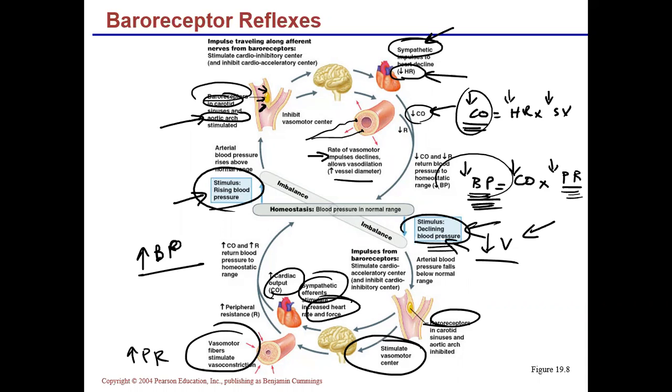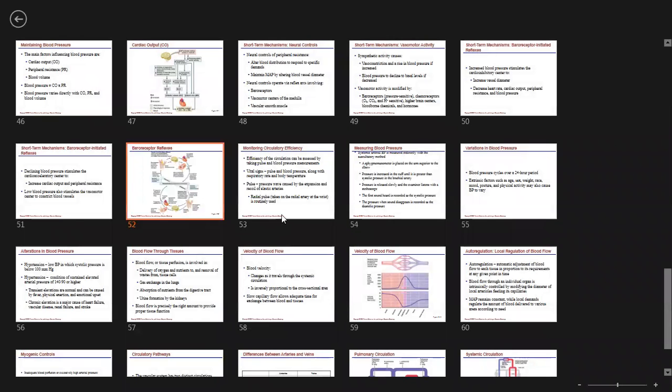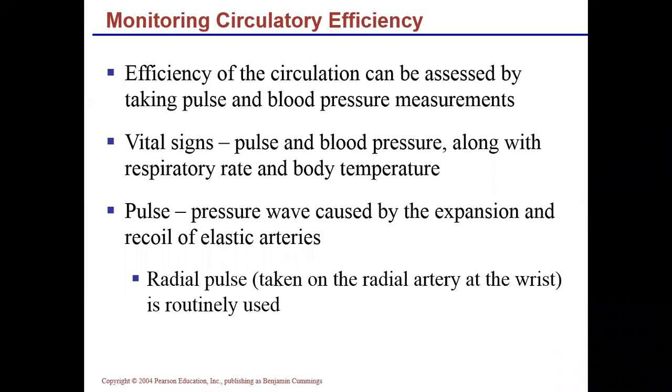All right. So it's important to appreciate what is happening, the idea, the concept behind it, and go from there. Now, another concept is monitoring circulatory efficiency. In other words, by taking pulse and blood pressure, we want to make sure everything is normal and working just fine. Even though you might have a little bit of fluctuation, you could correct yourself.